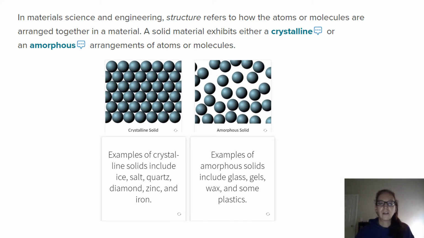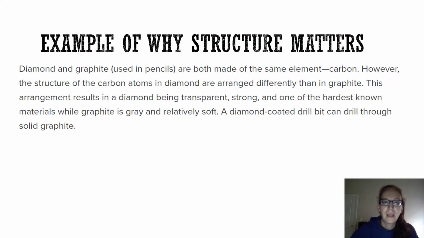So crystalline solids would include ice, salt, quartz, diamond, zinc, and iron. Amorphous solids would include glass, gels, wax, and some plastics. Now, why does structure matter? I thought this was a really interesting illustration of why structure actually matters.